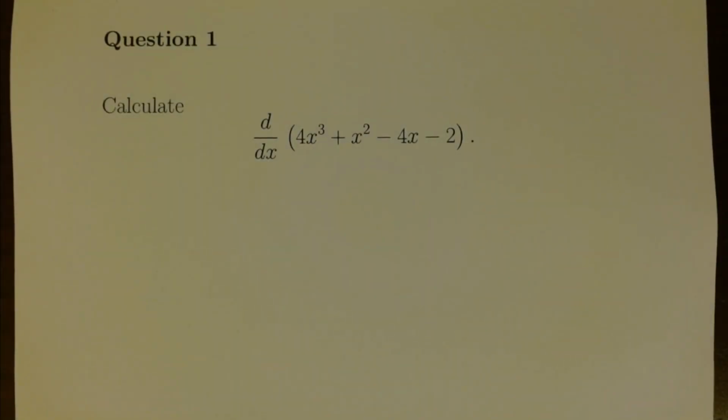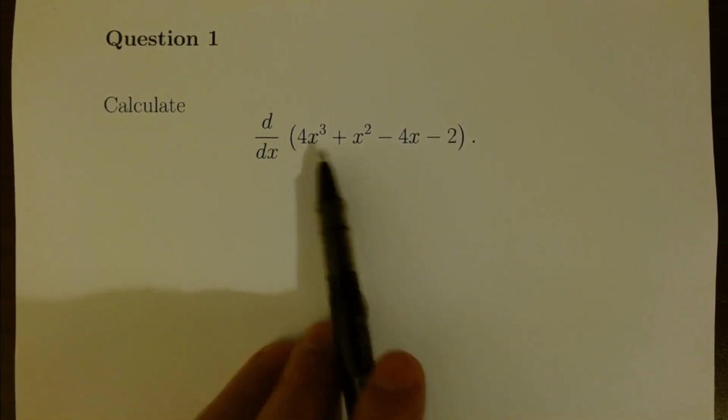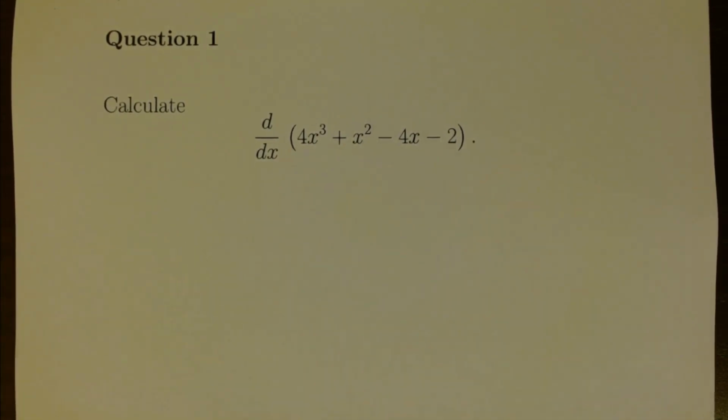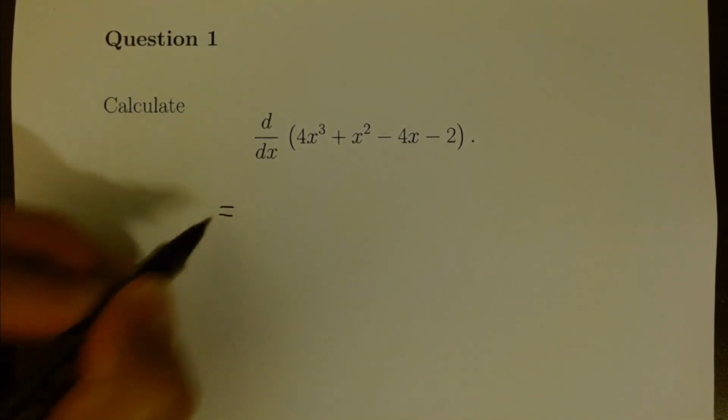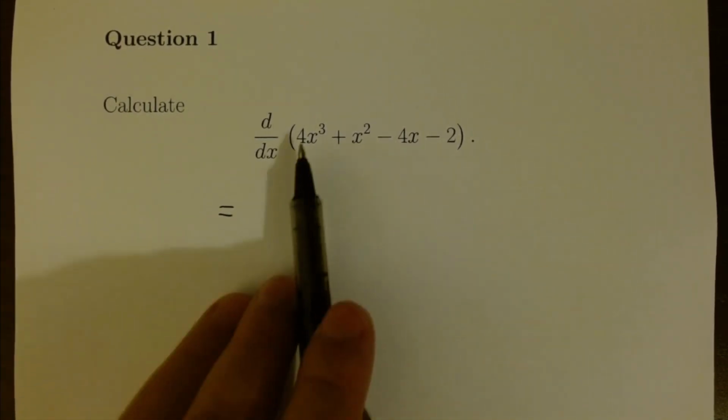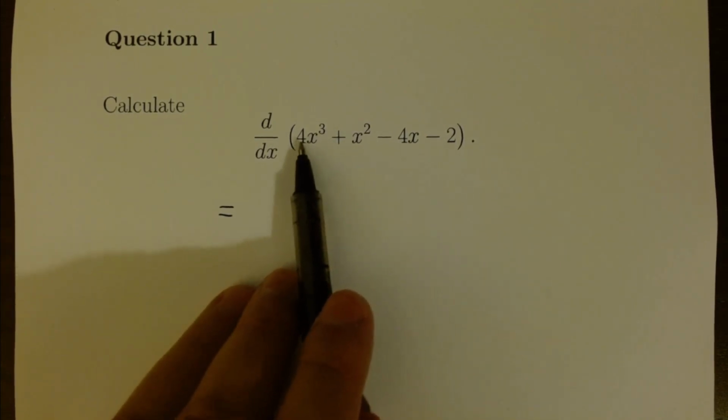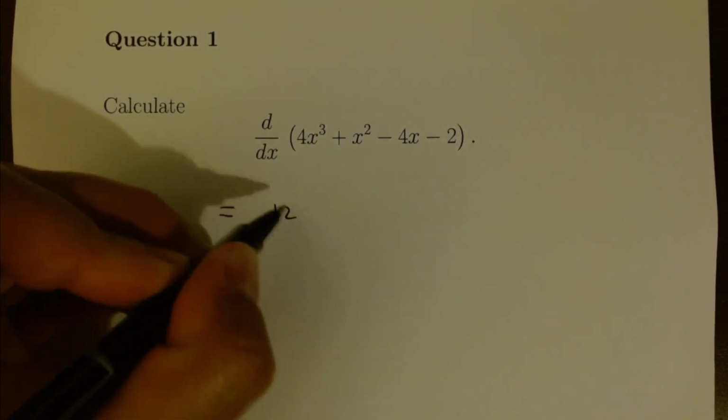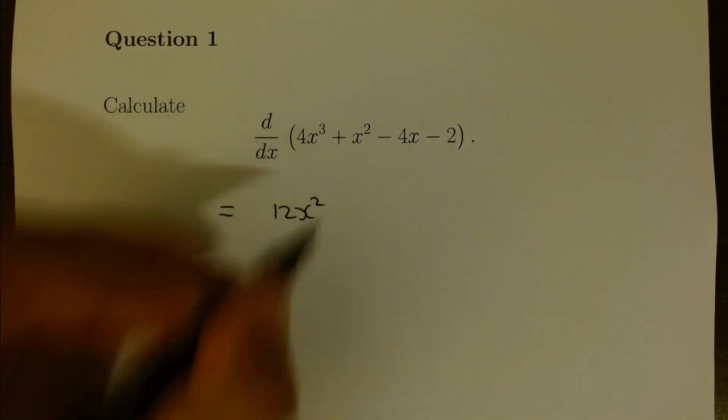Okay, question number 1. Here we're given a polynomial, 4x cubed plus x squared minus 4x minus 2, and we need to differentiate it. We can begin just term by term. So the 3 comes down, multiplies the 4, gives us 12x, and you minus 1 off the power to give you 2.